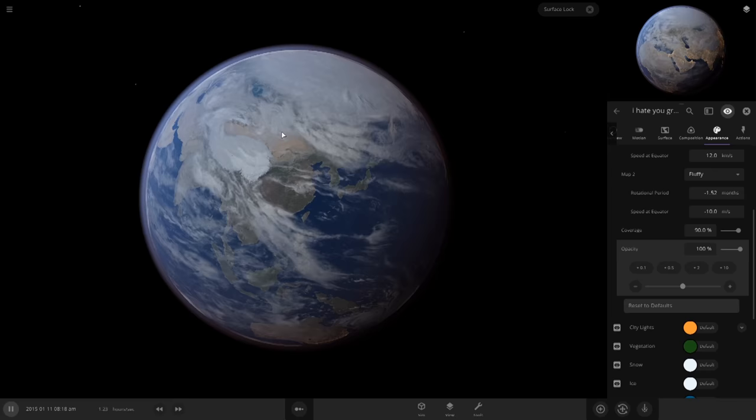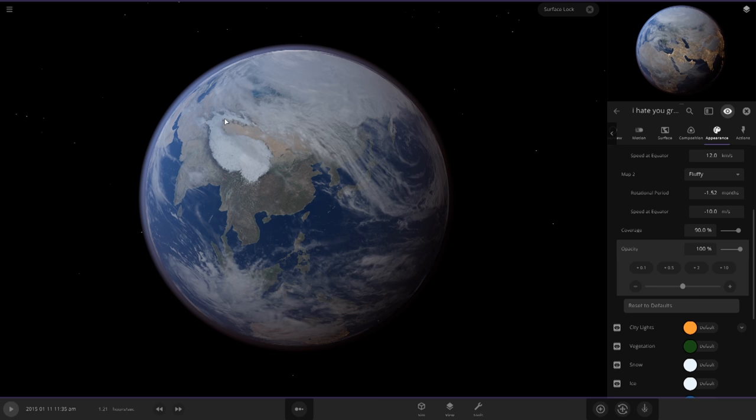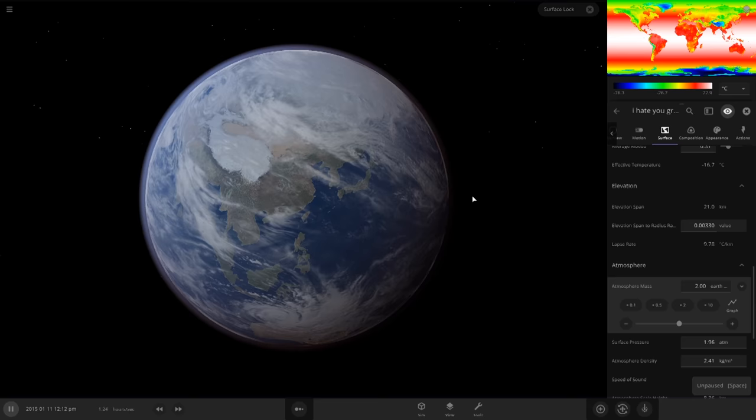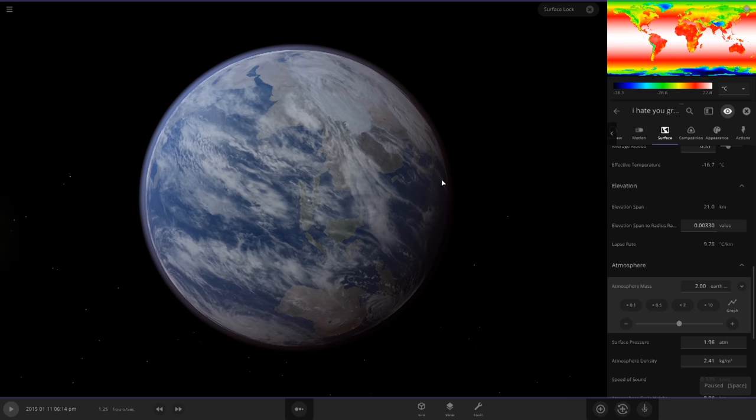Woo, Jesus. Okay, so our clouds got a lot thicker and now they're moving at 12 kilometers a second, but they weigh exactly the same. So we have to change that. Hold on. Atmospheric mass, one Earth. Let's just double it. I don't want to go too far. Okay, so it looks like the clouds have gotten even thicker, turning into something like a Venus at this point. The average temperature of the Earth is starting to rise.